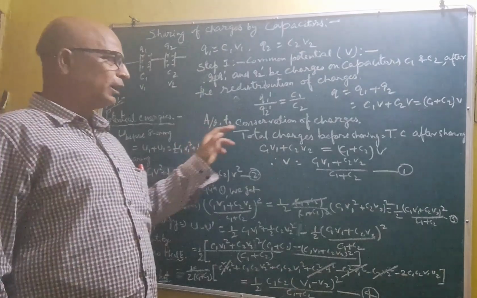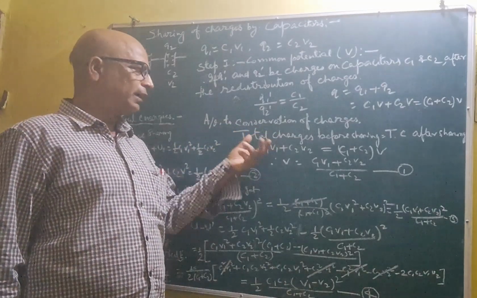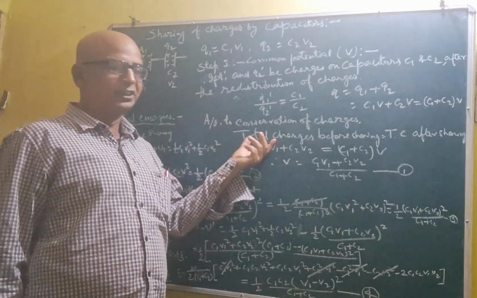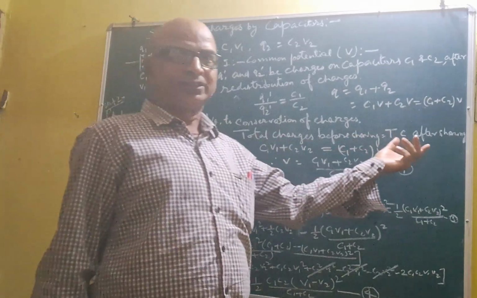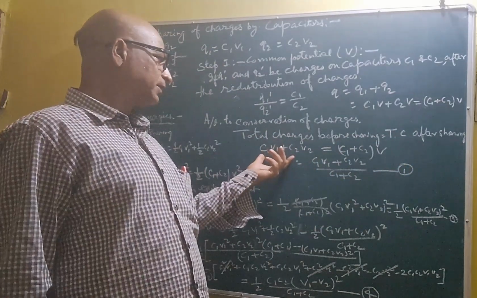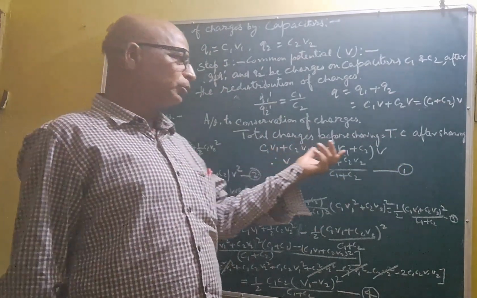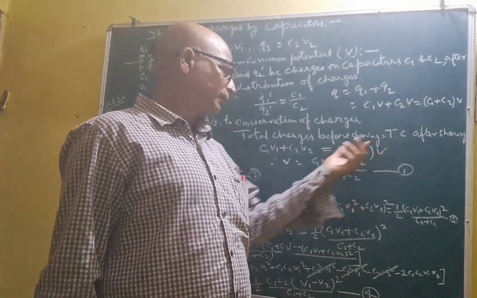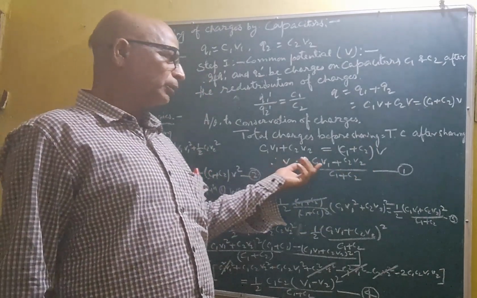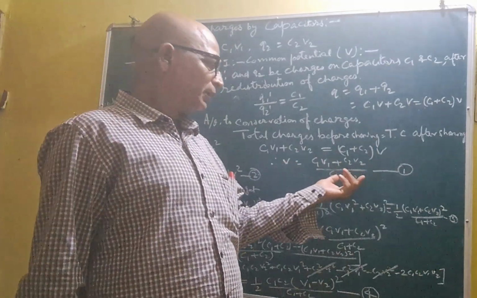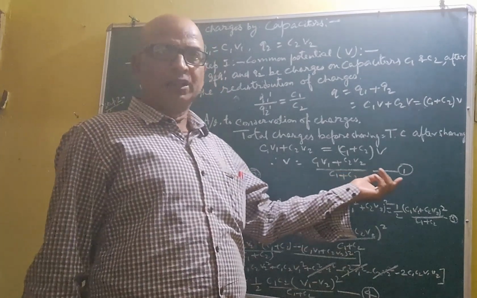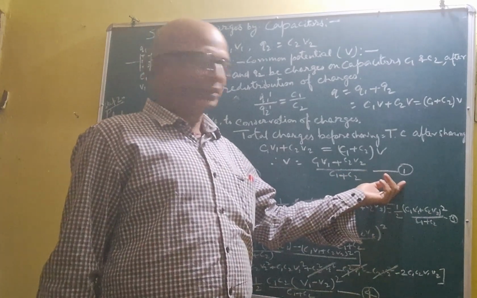According to the conservation of charge, the total charge before sharing is equal to the total charge after sharing. So C1 V1 plus C2 V2 is equal to C1 plus C2 into V. Therefore V is equal to C1 V1 plus C2 V2 divided by C1 plus C2. Consider this equation number 1.